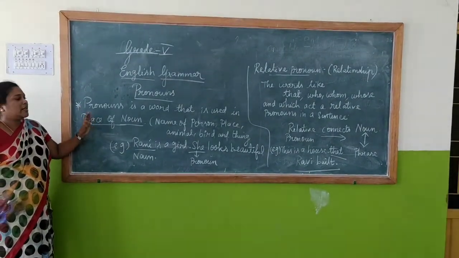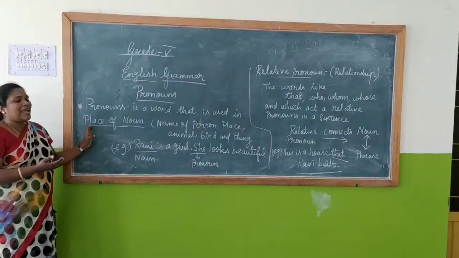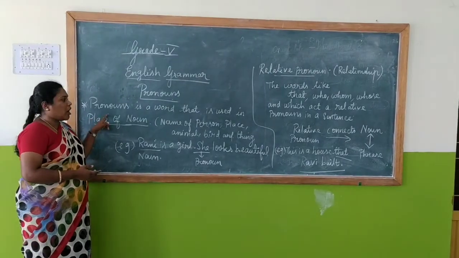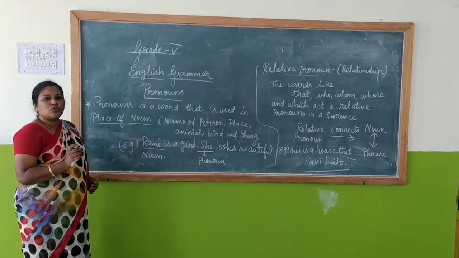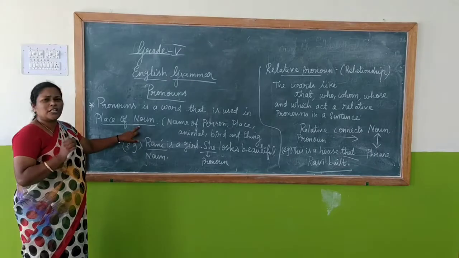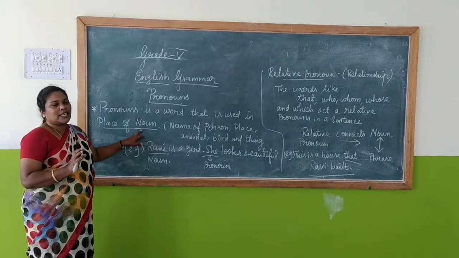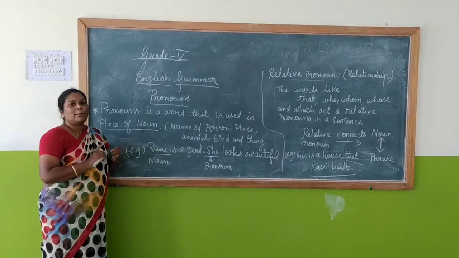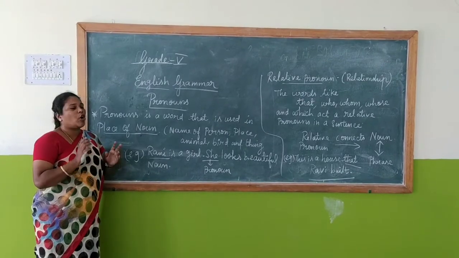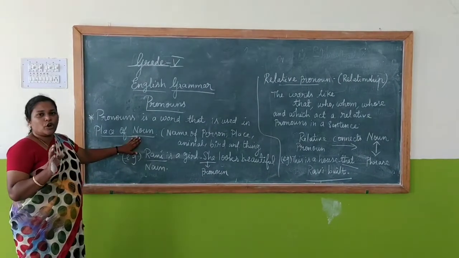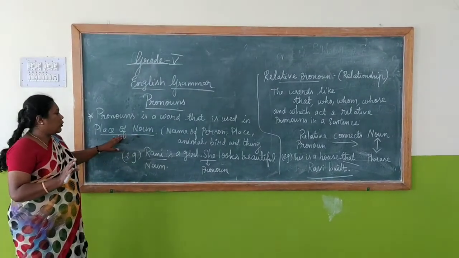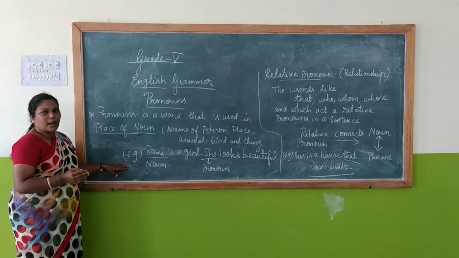A pronoun is a word that is used in the place of a noun. What is meant by noun? A noun is the name of a person, place, animal, bird or thing. So do you know about nouns now, children? Okay, let's move on to the example now.